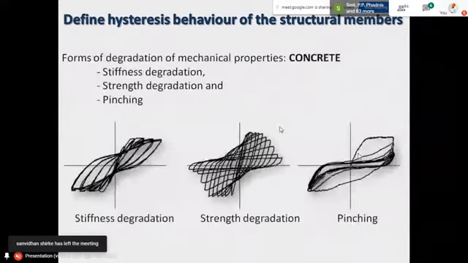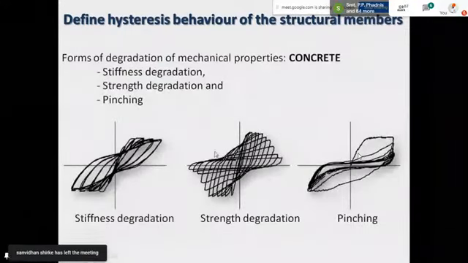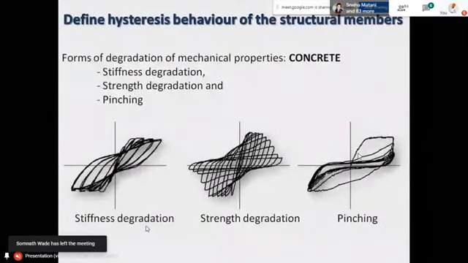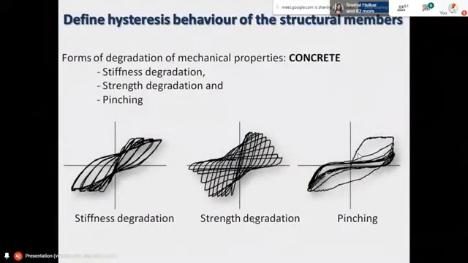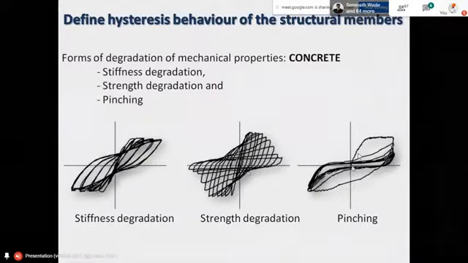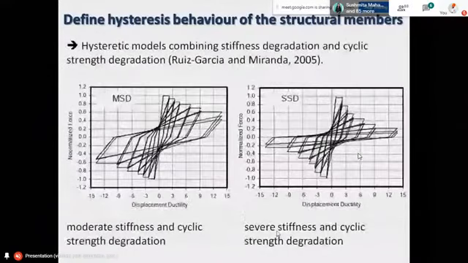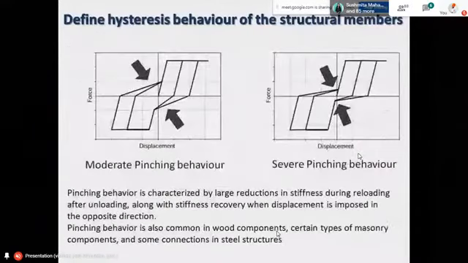So different models are there. Some hysteresis models we call stiffness degradation models for concrete. Then there are strength degradation models, and pinching behavior, whenever there is a significant reduction in the stiffness. These are the different models.